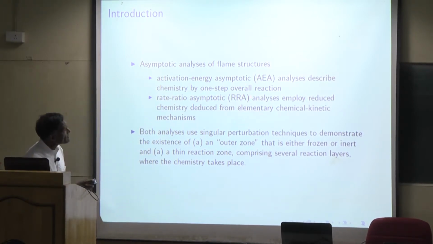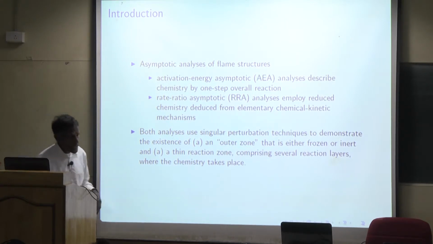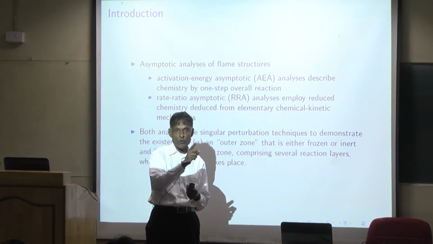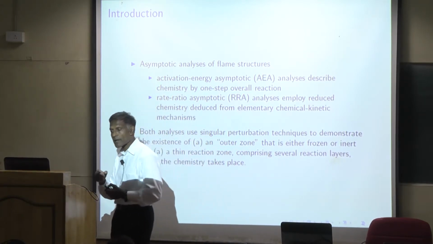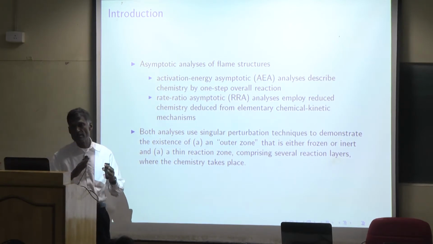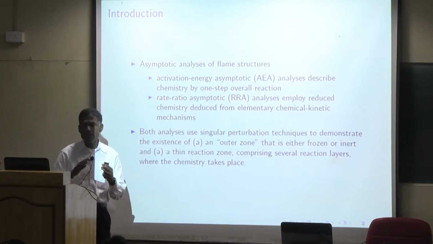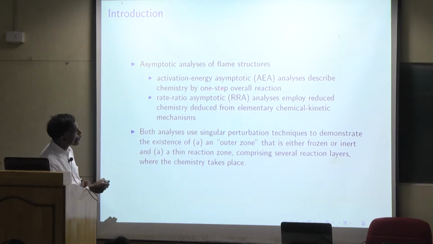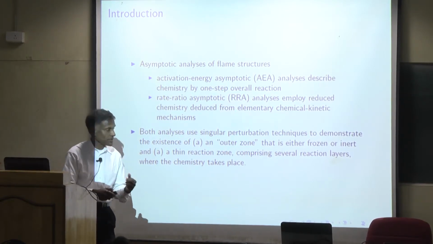Now, what is the important difference between them? In activation energy asymptotic analysis, the chemical reaction is approximated by a one-step process, fuel plus oxygen going to products. And in almost all problems in combustion, it turns out that activation energy is indeed large. So we use a one-step reaction with large activation energy.